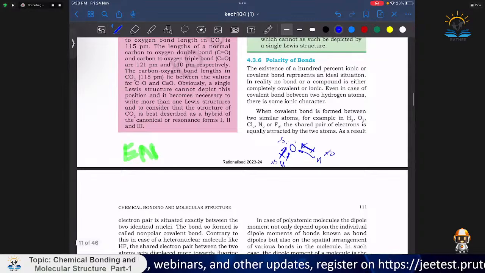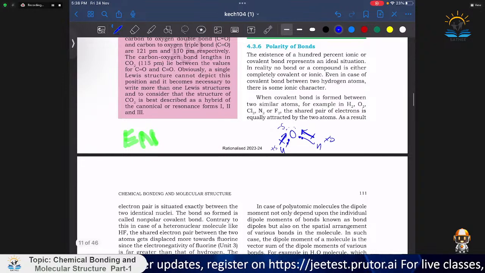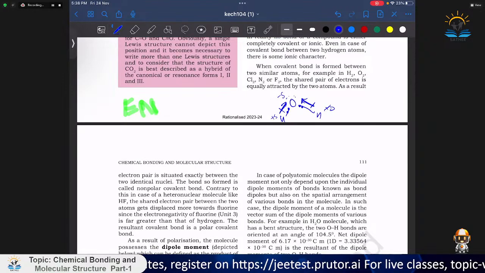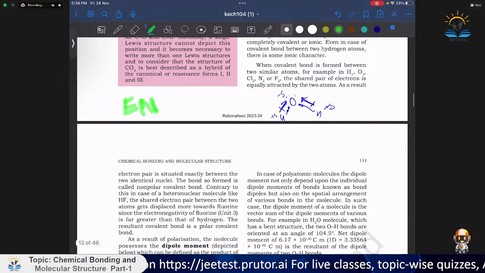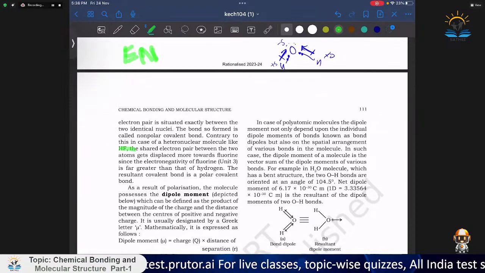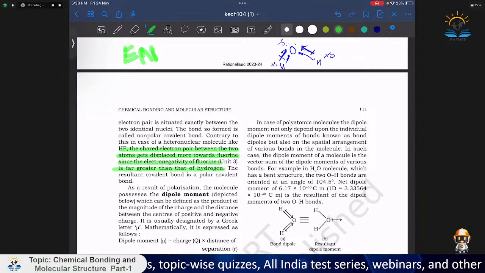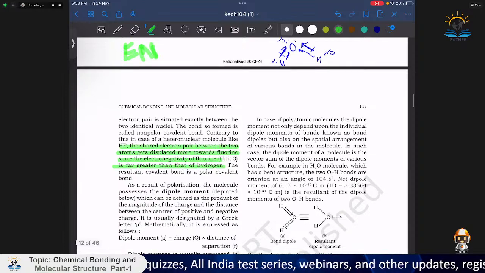When a covalent bond is formed between two similar atoms, the electron pair is equally shared between the nuclei. But when two different atoms form a heteromolecule, like HF, the shared electron pair gets displaced more towards the electronegative atom. That was the explanation for polarization.